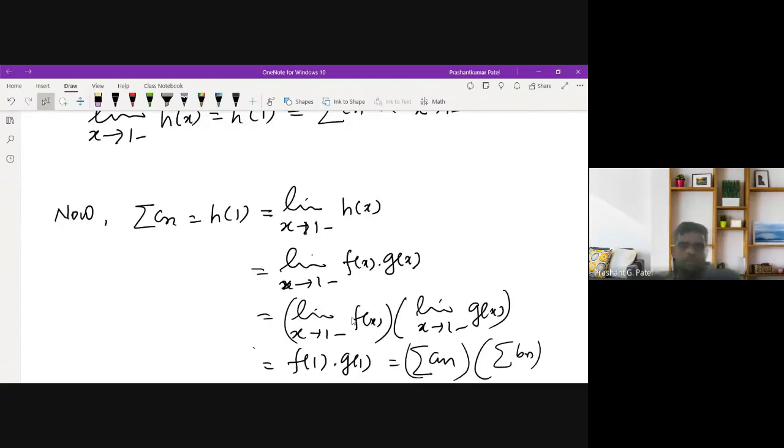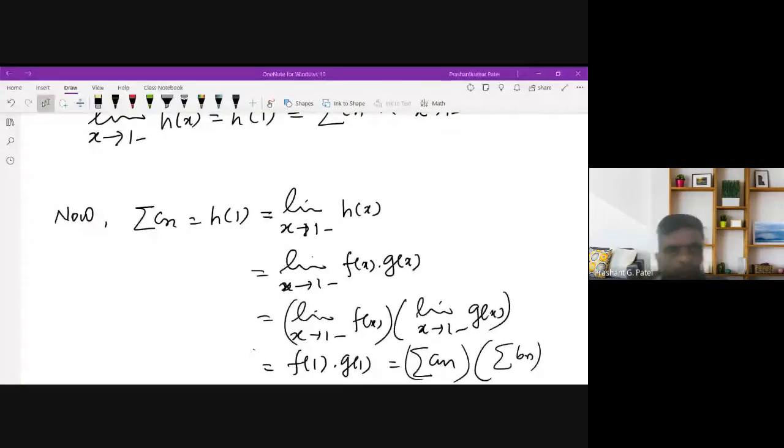So this Cauchy product is actually an application of Abel's limit theorem, and it can also be done in another manner, which probably you have discussed in your analysis.